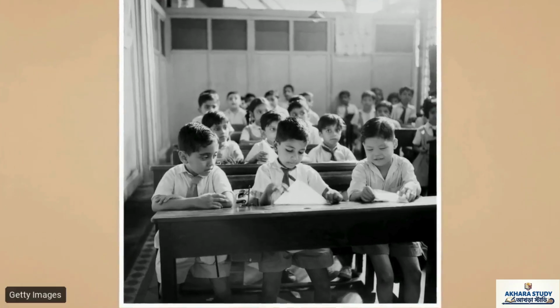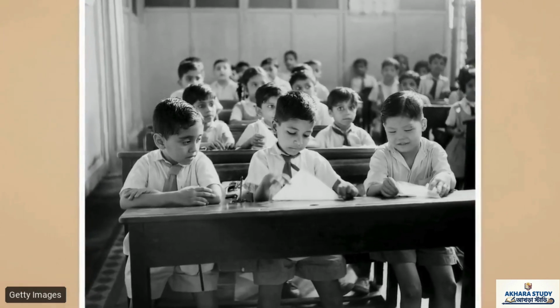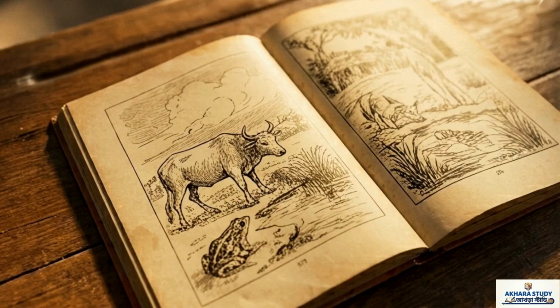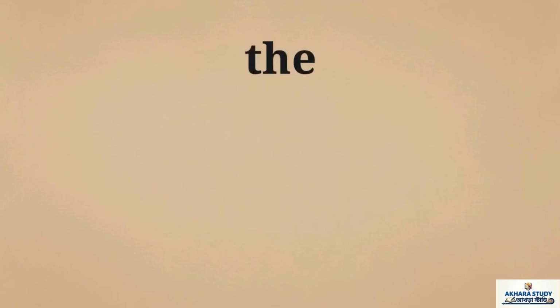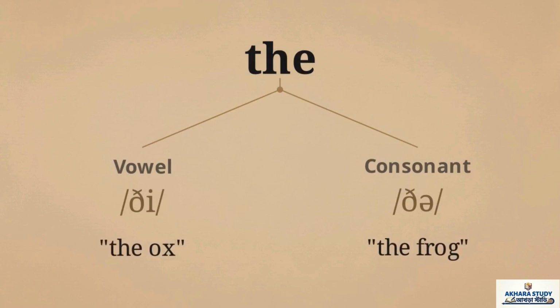Inside the classrooms, the mentors were highly specific in their craft. The English teacher, B.D. Roy, captured his students' attention by telling stories from Aesop's fables, like The Ox and the Frog. Look at this linguistic breakdown. He used those stories to teach exact language mechanics, demonstrating how the pronunciation of the word "the" shifts entirely depending on whether the following word starts with a vowel or a consonant.